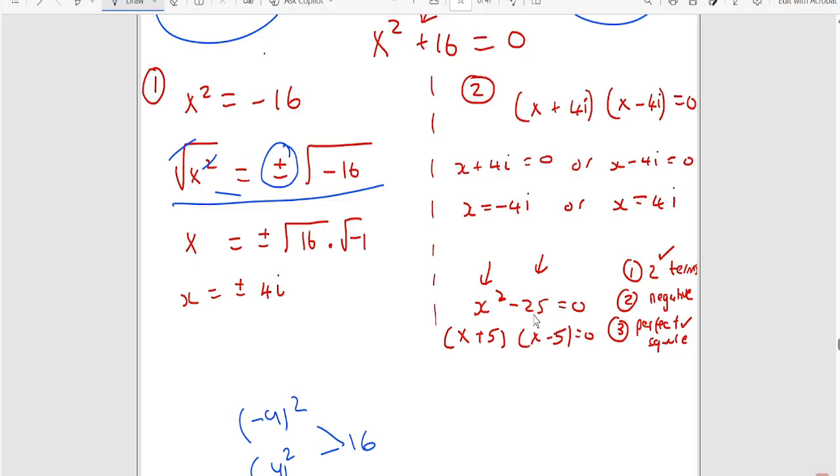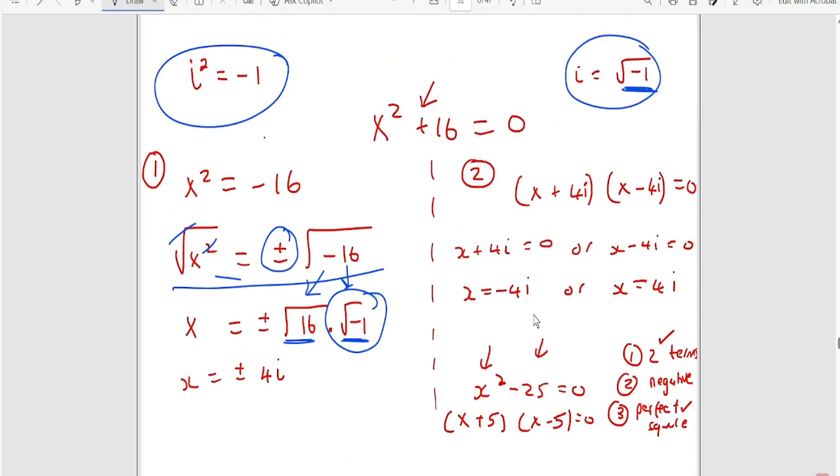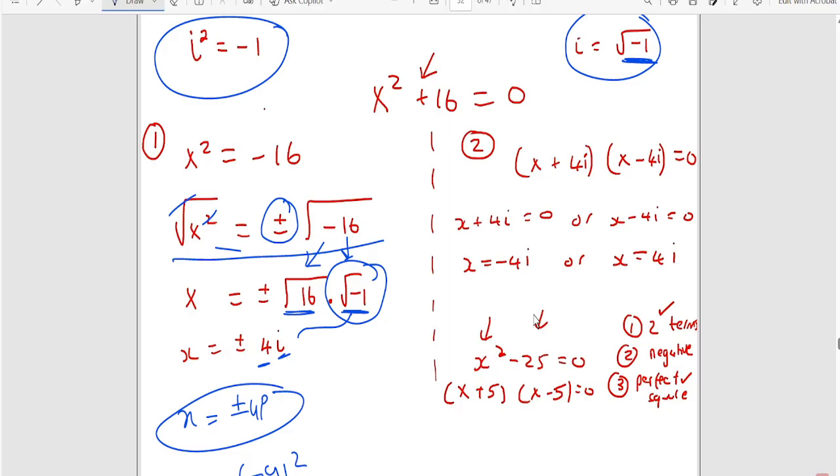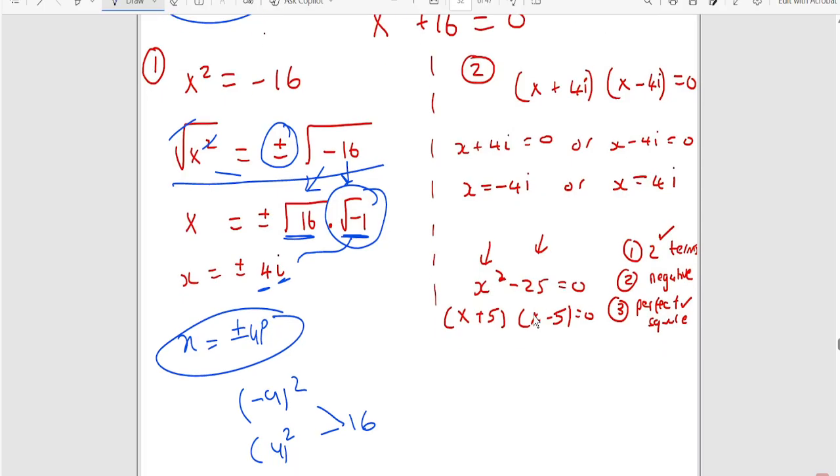Can I write square root of negative 16 as square root of positive 16 times square root of negative 1, right? I can split it into these two terms. Now I know square root of negative 1 is i, so in place of this I can put i, and square root of 16 is 4. So I get x is equal to plus minus 4i. There are two roots, x is equal to 4i and x is equal to negative 4i, right?